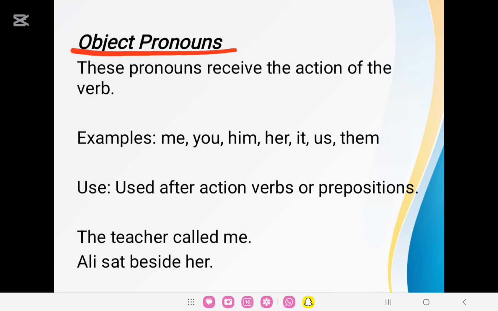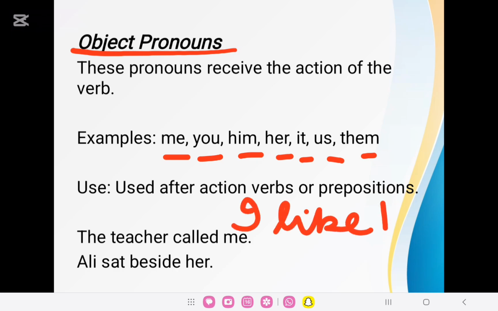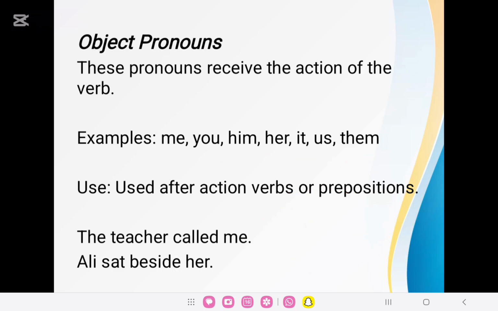And examples, they come at the end of a sentence, and the examples are me, you, him, her, it, us, and them. How are they used? After action verbs or prepositions. Like if I say, I like her, so this is my verb. They are usually used after verbs or prepositions, and they come at the end or sometimes in the middle of sentences. Now, how? Look at this.